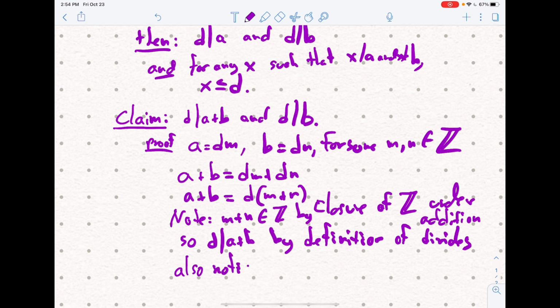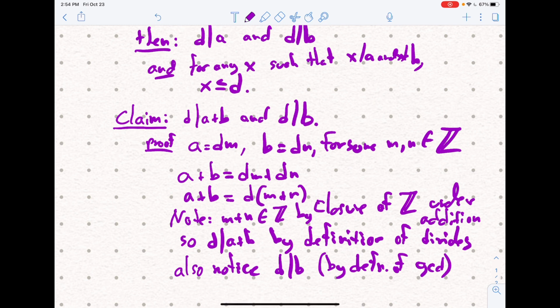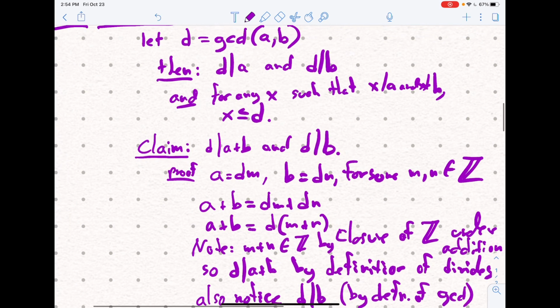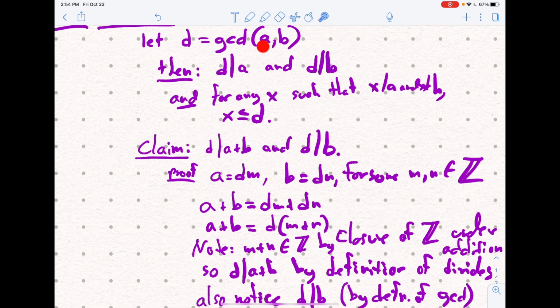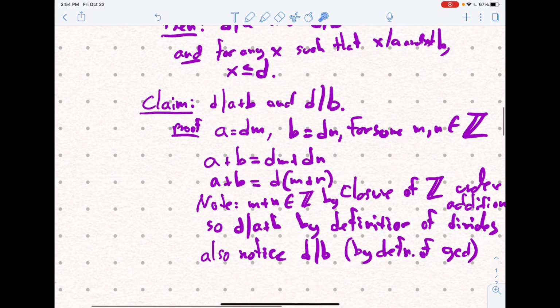So also notice d divides b, and that was by definition of GCD. That number d came from the GCD of a and b, and by definition d therefore divides both of those. Okay, so this claim is now proved. So I can put a little box at the end of this claim.